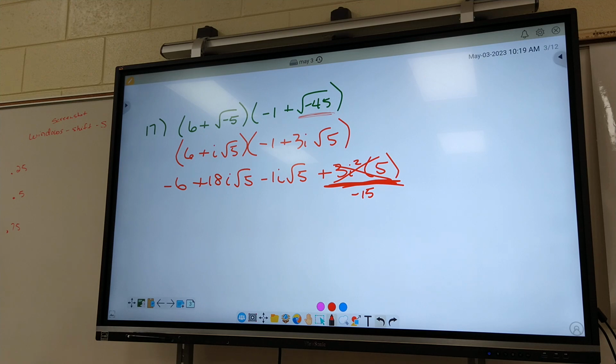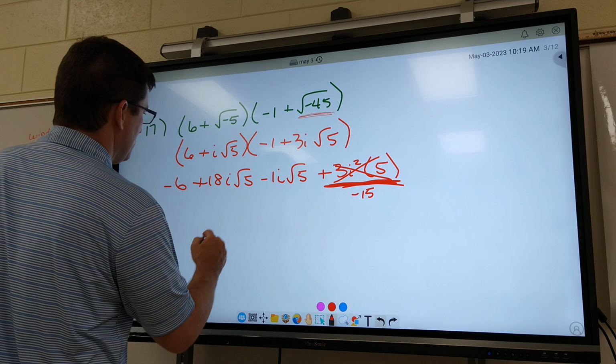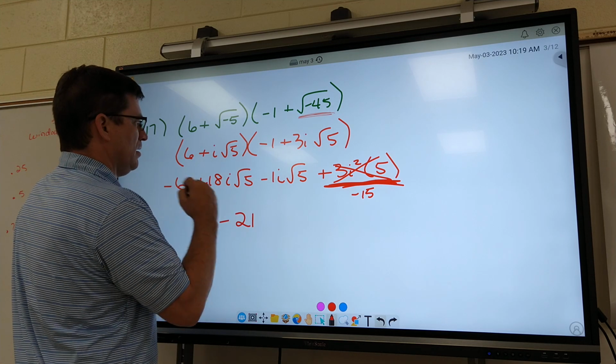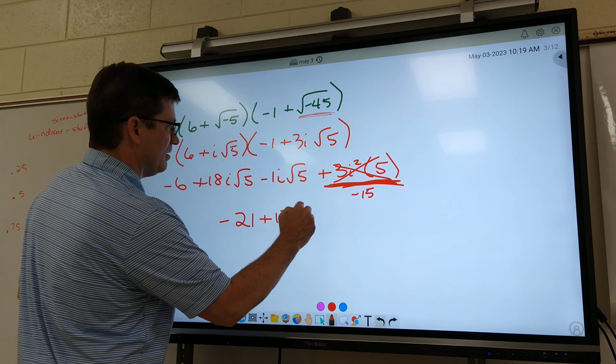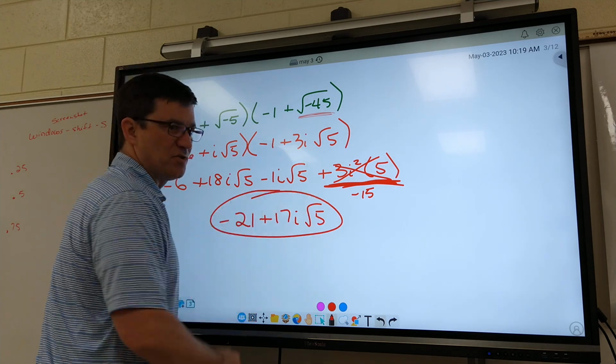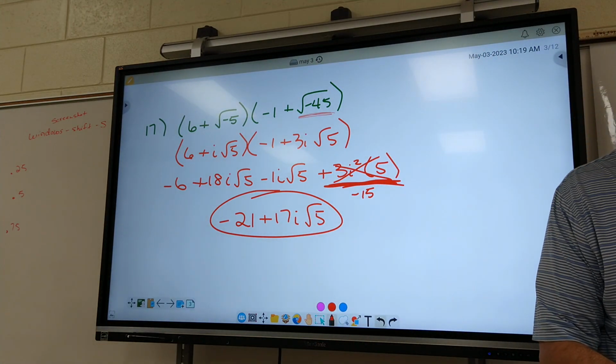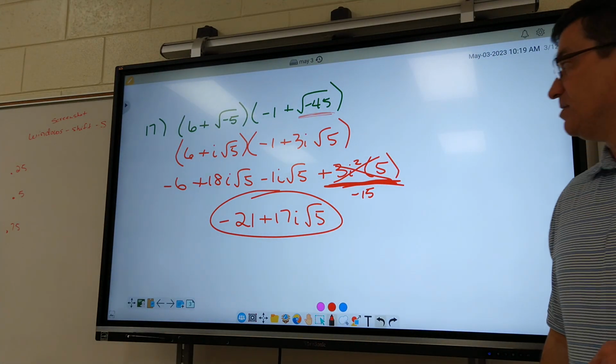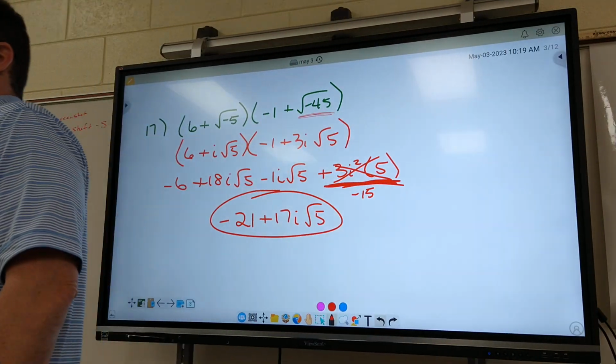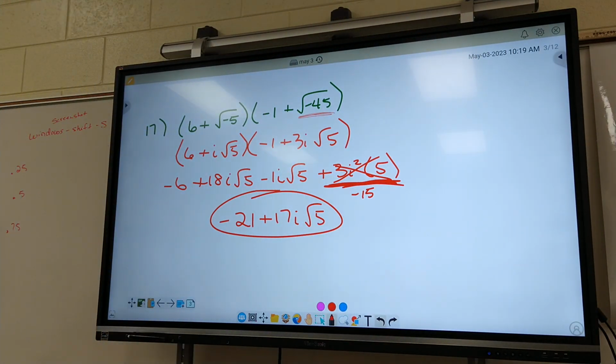We got negative 6 and negative 15 is negative 21. Plus 17i in front of root 5. Check that, make sure we're good. I didn't remember getting 17i on that one. Yeah, so it's on the last sheet. All right, so that's good on 17. All right, next we're going to do 19 because 19 is very similar to 17.